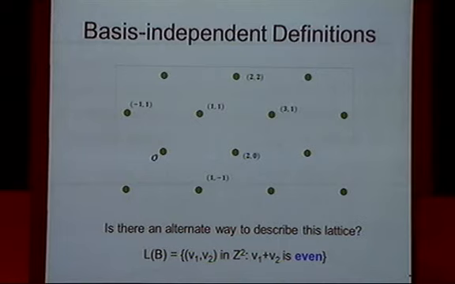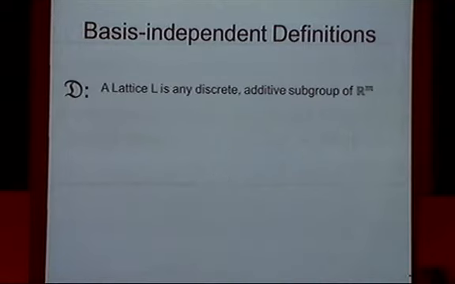This is a nicer way to describe a lattice, other than picking two basis vectors and all linear combinations. In fact, there is a generic definition of lattices, which doesn't talk about bases at all, which is that a lattice is any discrete additive subgroup of R^m. R is the real numbers, R^m is the m-dimensional space.